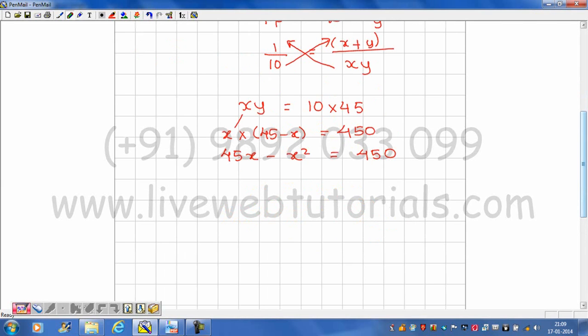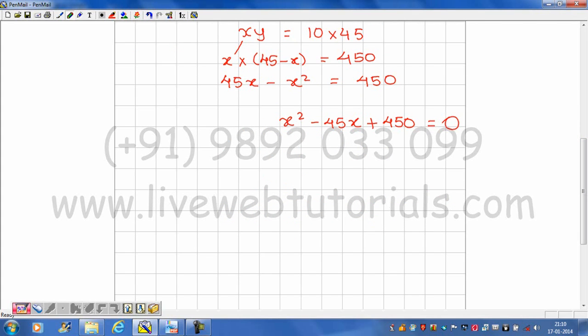So this becomes, bring all terms on one side, x square minus 45x plus 450 is equal to 0. So we are going to factorize this quadratic equation. 450 factors. The factors are going to be minus 30 and minus 15. Okay. So this is going to become x minus 30 into x minus 15 is equal to 0. X is equal to 30 or x is equal to 15.